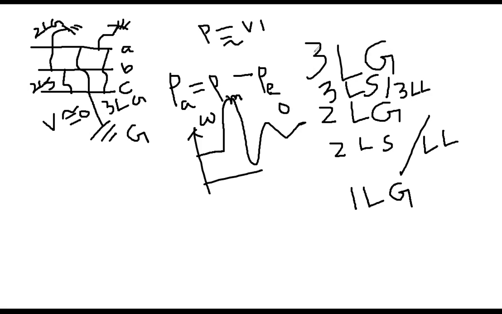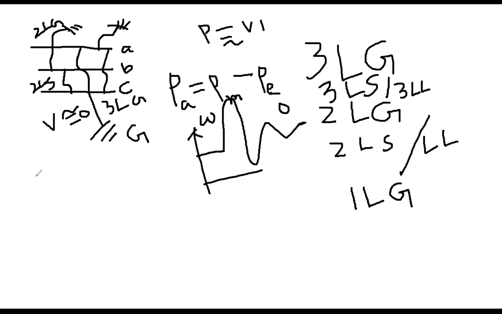And then 3-phase to ground is called 3LG. If you see the letter G, this means it has been grounded. So therefore, these 5 types, 3LG, 3LS, 2LG, 2LS, 1LG, are in order of severity. This is the least severe, then a little bit severe, more severe, more severe. This is the most severe one, 3LG.